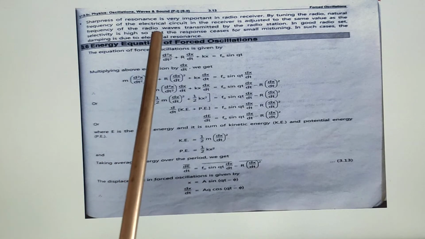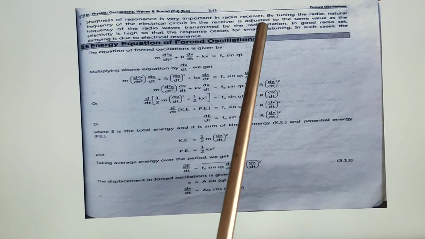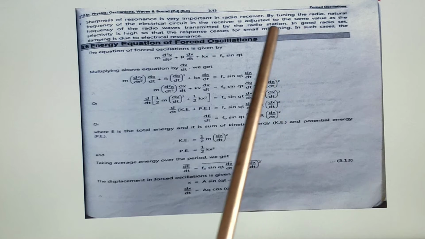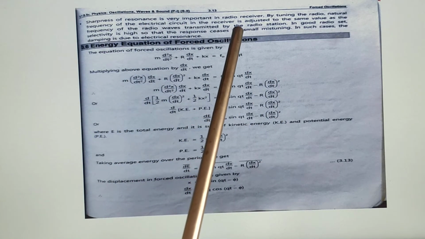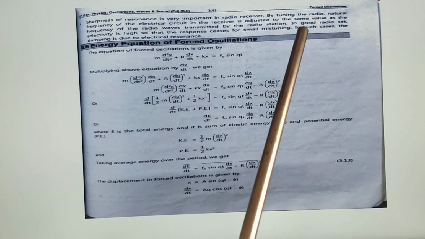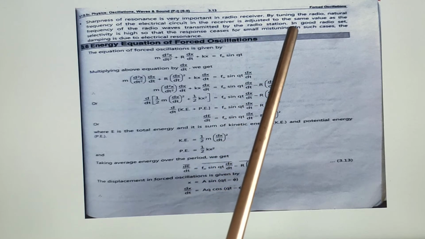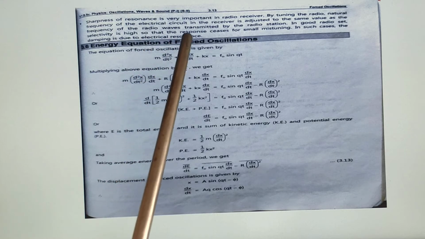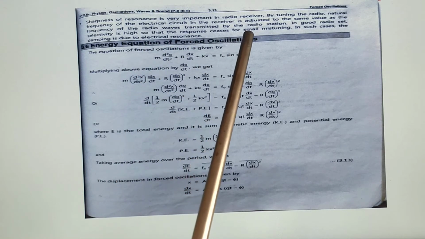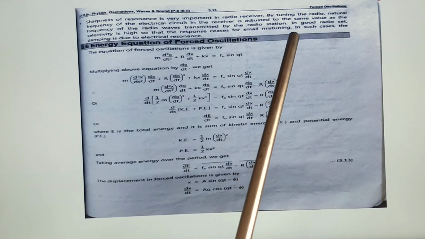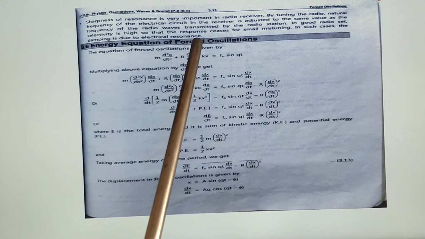Sharpness of resonance is very important in a radio receiver. By tuning the radio, the natural frequency of the electrical circuit in the receiver is adjusted to the same value as the frequency of the radio waves transmitted by the radio station. In a good radio set, selectivity is high so that the response drops for small mistuning. In such cases, the damping is due to electrical resistance.